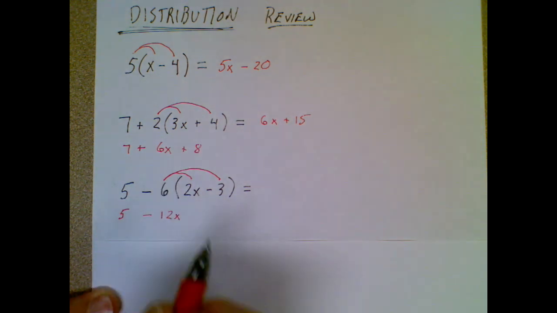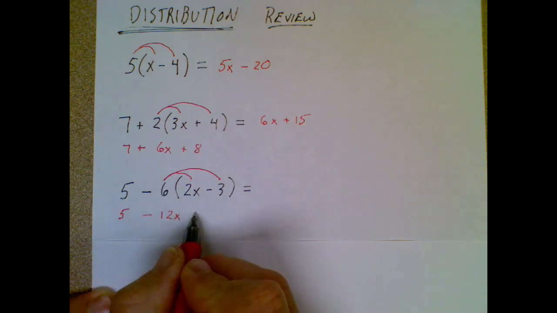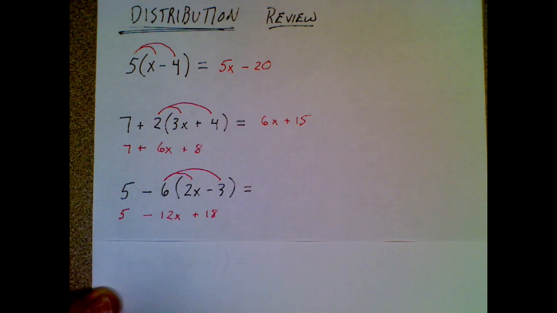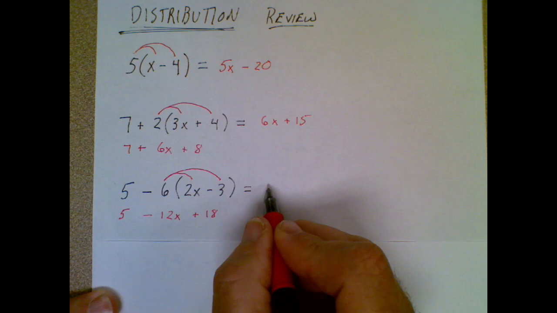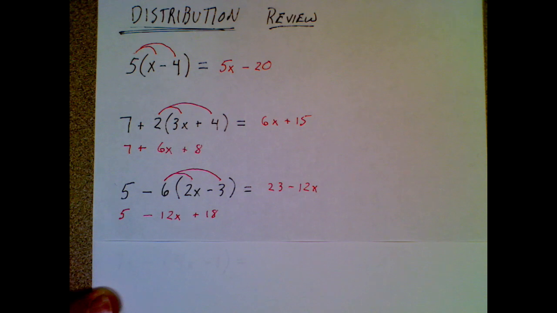That was the first swoosh. Then a minus 6 times a minus 3, a negative times a negative is a positive. So I have 5 minus 12x plus 18, but the 18 and the 5 combine, and there we go.